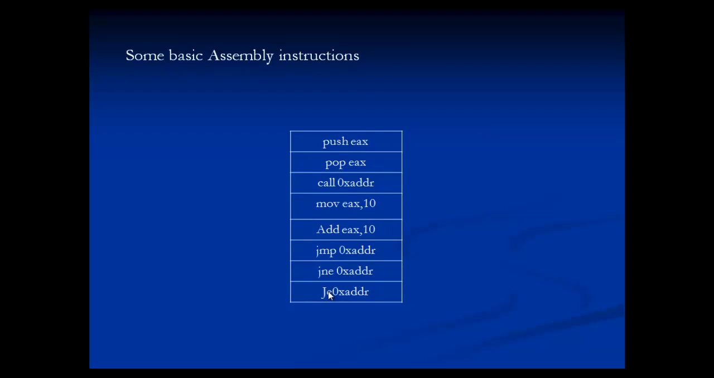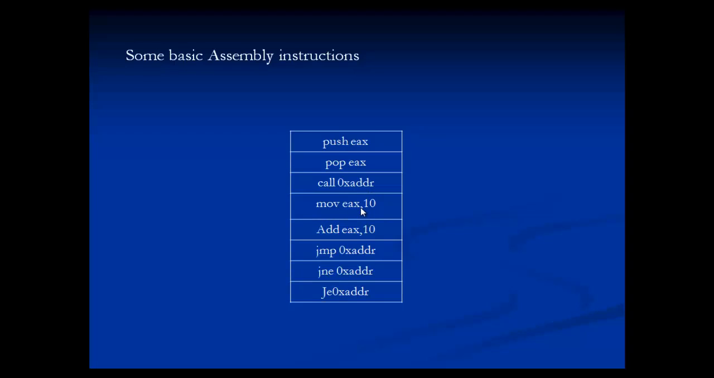Now let us try to understand some basic assembly instructions which are very useful. The first one is push EAX. This will push the EAX value onto the stack, the accumulator's value. Now pop EAX will pop the value of EAX from the stack to a register. Now call some address. This particular instruction will make a call to a function at this particular location, which is 0xaddr, the address.